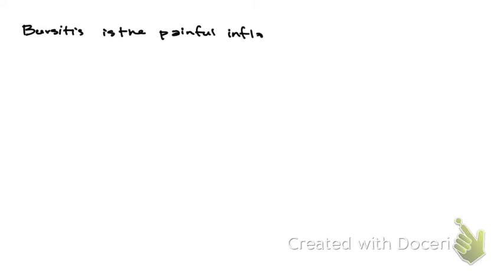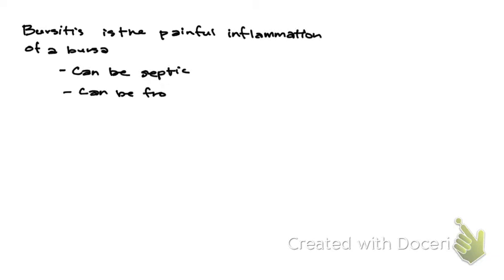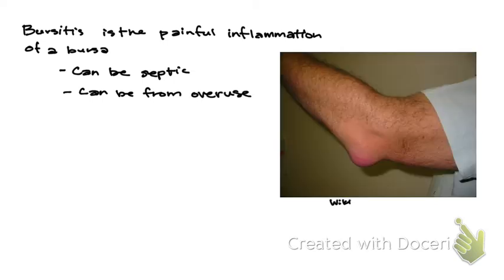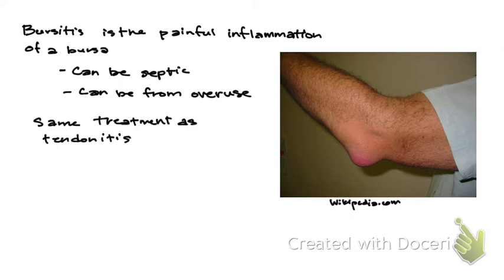Bursitis is a painful inflammation of a bursa. This can be septic or it can be from overuse. Here you see a picture of olecranon bursitis. So there's a bursa, or a fluid-filled sac, that covers the tip of the elbow to protect it. Olecranon bursitis is usually caused by repetitively resting the elbow on a hard surface such as a desk or an armrest, although it can be septic. The treatment is the same as tendinitis, assuming that it is just inflammatory and not infectious.